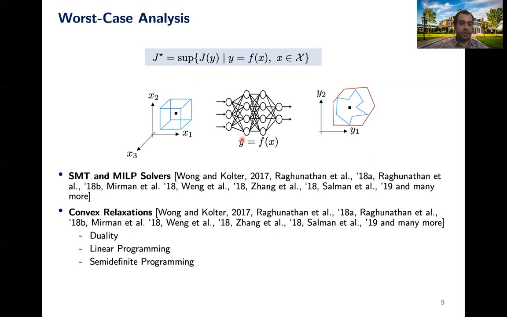So we have relaxations of this non-convex optimization problem where various classes of convex relaxations have been developed, in particular linear programming, which is the most scalable or at least accurate convex relaxations of this non-convex problem. And we have semi-definite programming, which is relatively the most accurate but least scalable. So all these convex relaxations are guaranteed to provide upper bounds on the worst case value of the performance function.